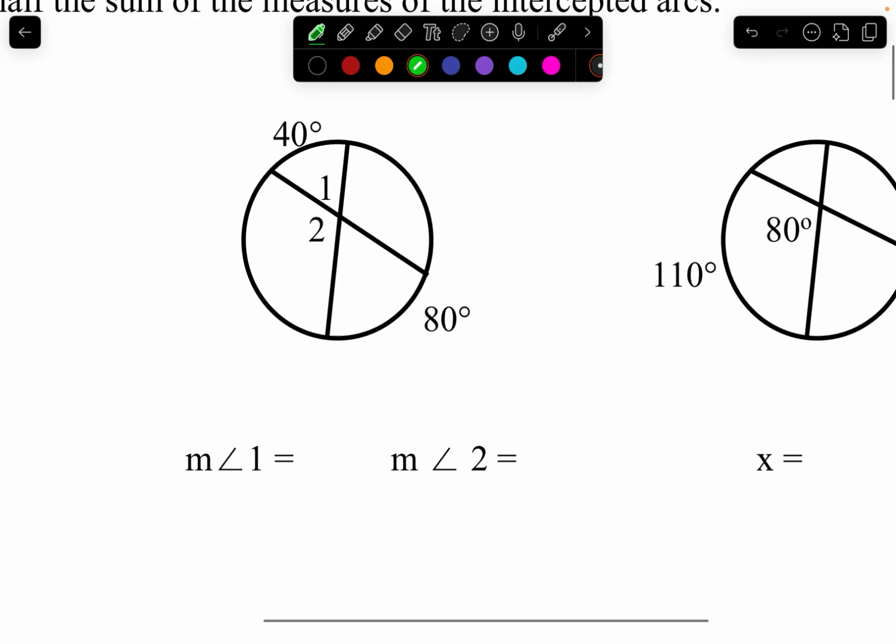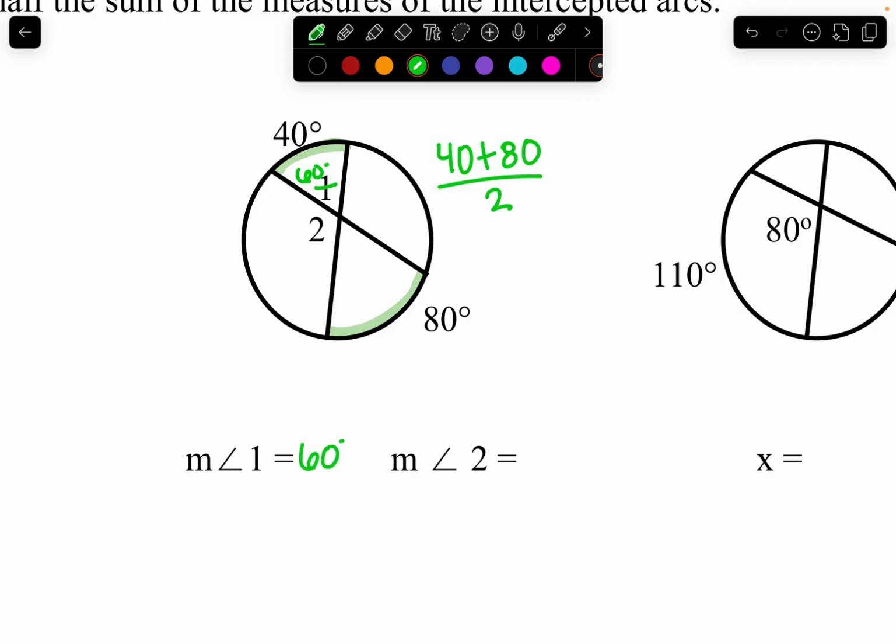When I scroll on over here to number 2, I'm looking for the measure of angle 1 and the measure of angle 2. Angle 1 is actually created by these two arcs, okay? Angle 2 is not. The two chords are still intersecting, but angle 2 is across from these two arcs, and I don't know those measures. So I can't necessarily use the formula that I just learned to do that, but I can find angle 1 first. So that's 40 plus 80 divided by 2. And I get 60, so I know that the measure of angle 1 is 60 degrees.